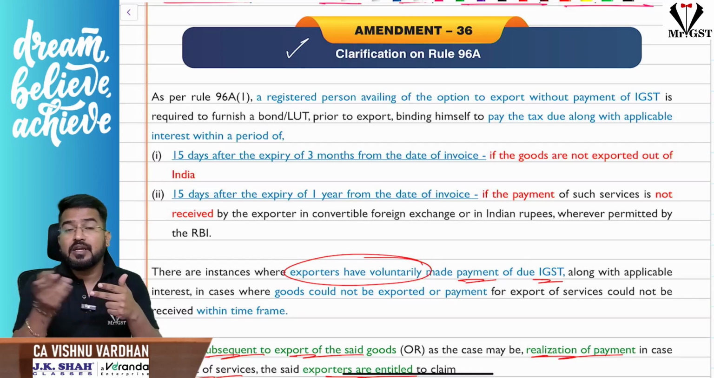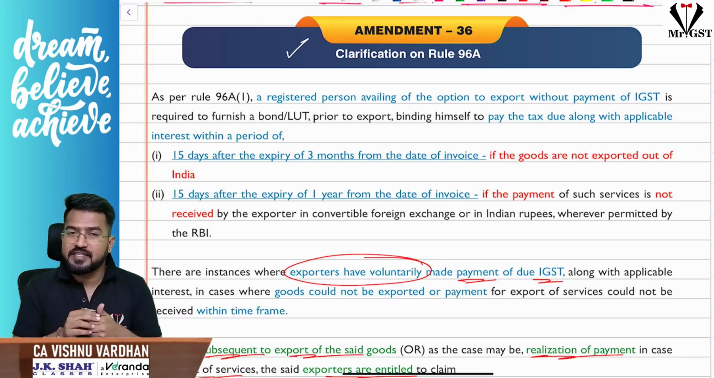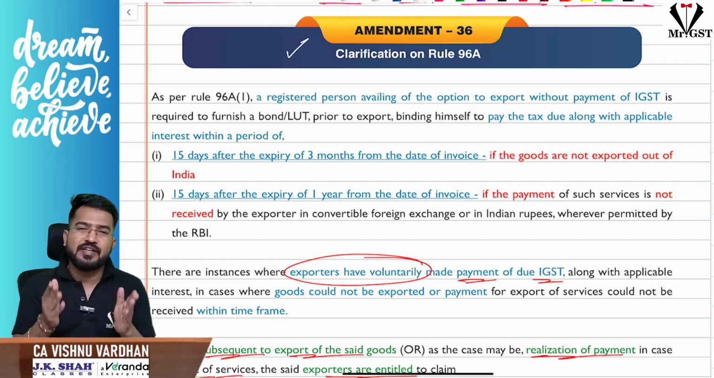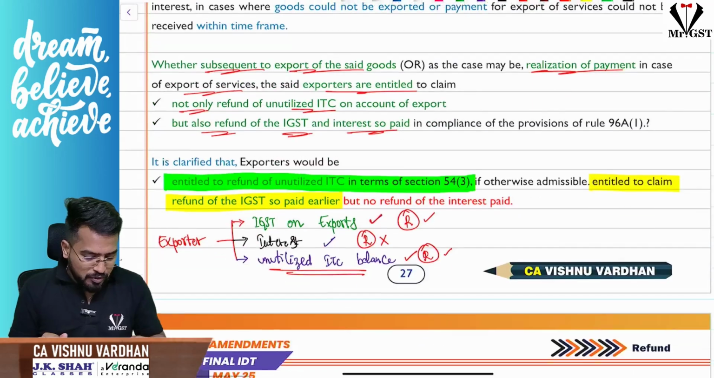And sir, what about the interest I paid? When I was paying this IGST on exports, can I claim that as refund? Interest, will they give you that as refund? No, that is not possible. So that is the point.